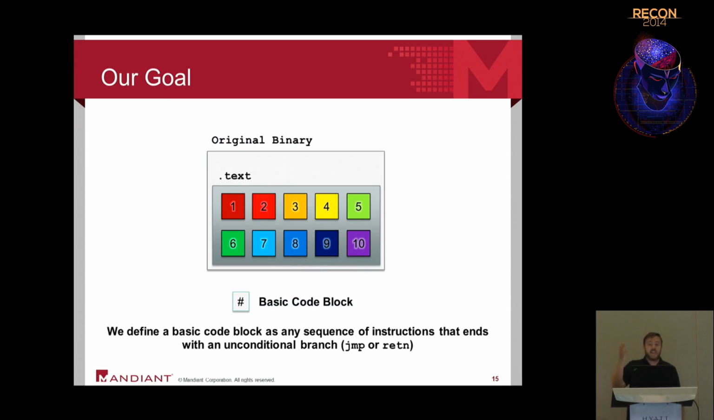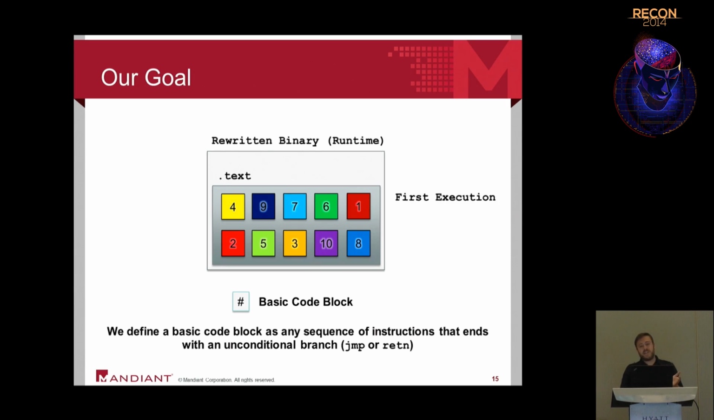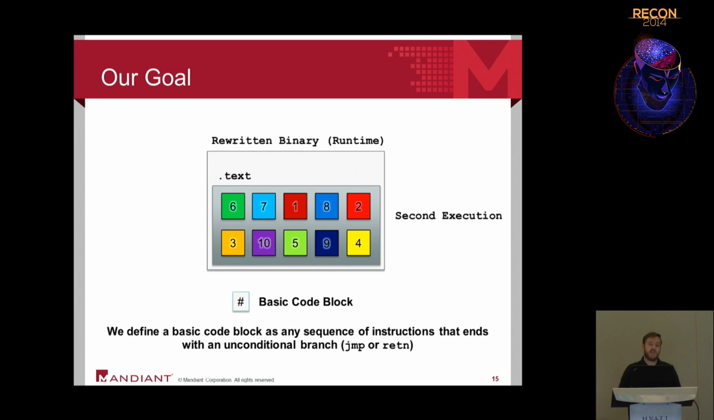So this is the high-level view of our goal. If this is a binary, and the text section of a binary, and every one of these blocks is a basic block. We define a basic code block as anything that ends in an unconditional branch, so a jump or a return. And we want to randomize at the basic block level. So the rewritten binary is not actually going to look that much different. There's going to be some changes in it that I'll discuss in a bit. However, at runtime, all of those basic blocks are going to randomize. And then if you run it again, they're going to randomize again. So every time you run it, it'll randomize at the basic block level.